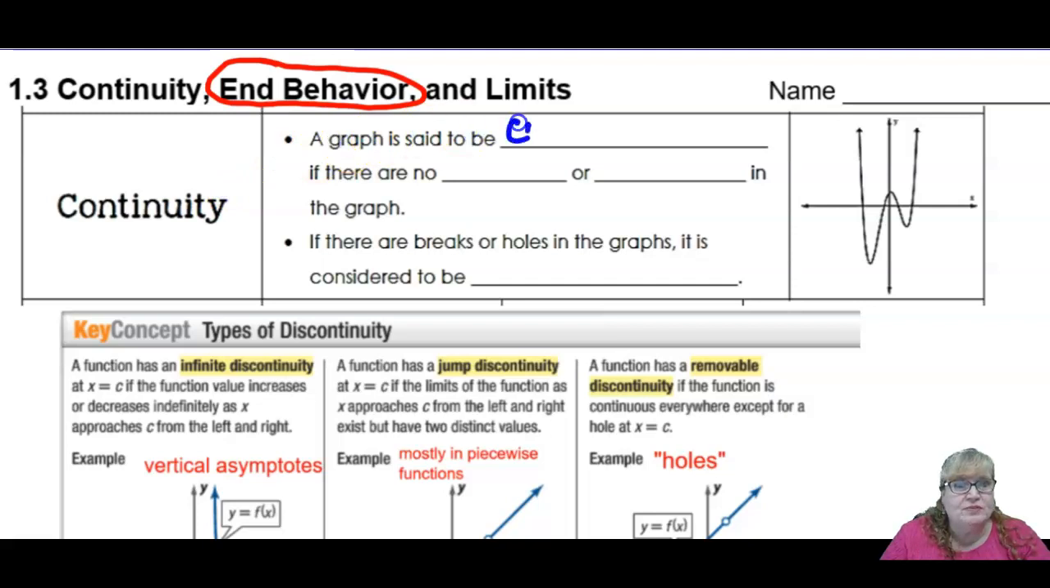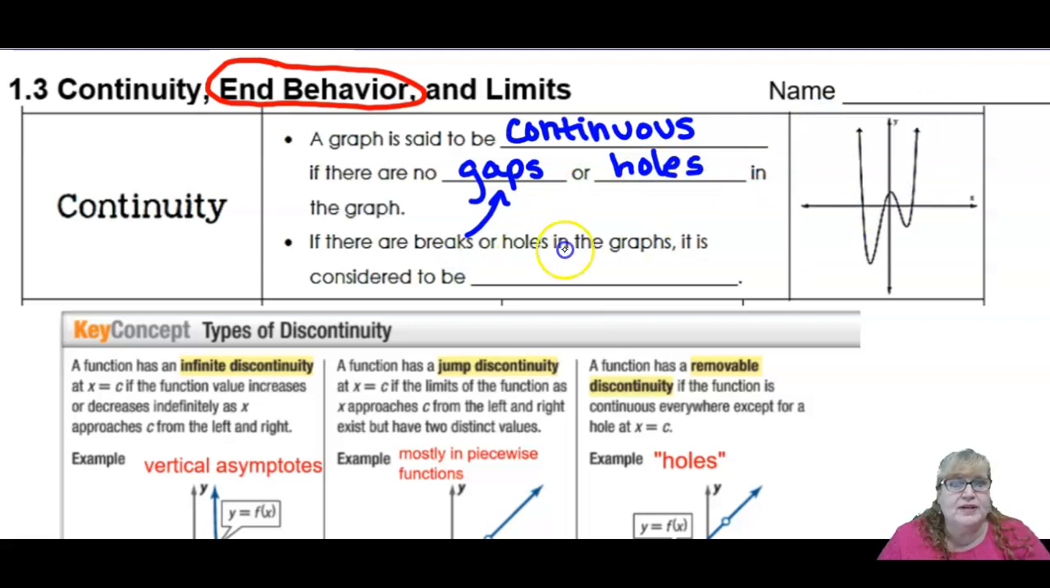A graph is said to be continuous. Any chance I can spell that right on the first try? Continuous, if there are no gaps or holes. Gaps is also said to be breaks, of any kind. So you can trace it out with your pencil without ever picking your pencil up. So there are no breaks or holes in the graph. If there are breaks or holes in the graph, then it is said to be discontinuous. I don't know if I spelled that right either.